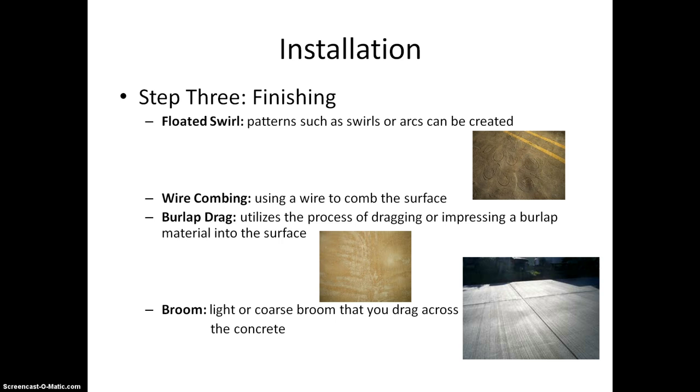All right, step 3 is finishing. So there are a couple different types of finishes. The floated swirl is patterns such as a swirl or an arc that can be created, as seen in that picture right there. And then wire combing, you use a wire to comb the surface, just like it sounds. Burlap drag utilizes the process of dragging or impressing a burlap material into the surface, and it looks like there's a picture right there. And then lastly, broom is a light or coarse broom that you drag across the concrete, and that's usually found in sidewalks and driveways. You can go out and see it outside.